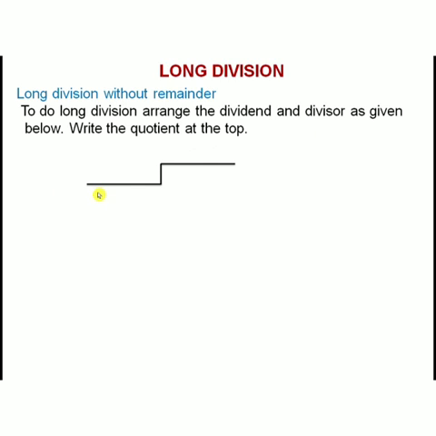Okay. Look at this. Divisor and dividend are below. Quotient is at the top. In this method, we solve one example. Here 2 is divisor and 6 is dividend. That means 6 by 2.